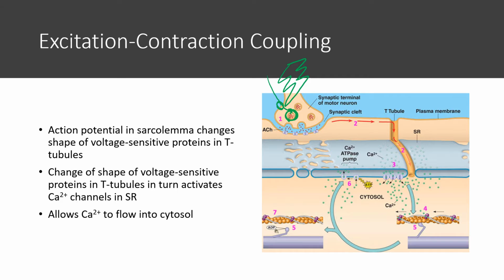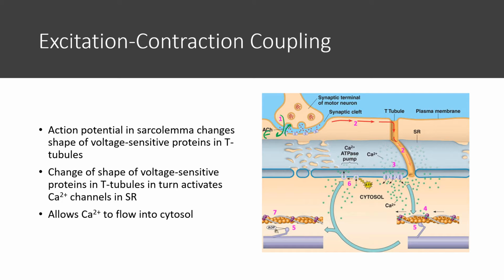The vesicles will then be exocytosed, or the contents will be released into the synaptic cleft, and they'll bind to sodium-potassium channels that are on the other side of the synaptic cleft on the sarcolemma. Those ACh receptors are attached to sodium-potassium channels, and when ACh binds to a sodium-potassium channel, they open, rushing lots of superpositive sodium in and a little bit of less positive potassium out.